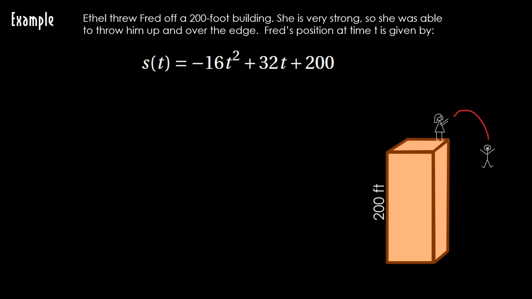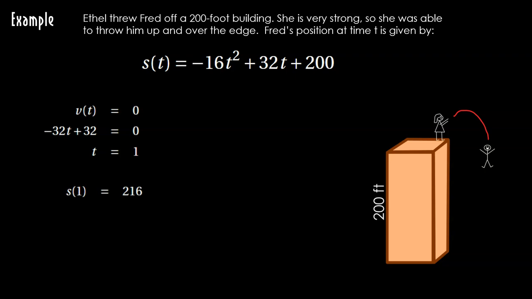So let's set velocity equal to 0. Solve this, I get t equals 1 second, which means he hits his highest point at 1 second. What is that highest point? Well, I stick it into position and I get 216. So that means Ethel threw him 16 feet up in the air. That's not very realistic, but it makes for a good word problem.